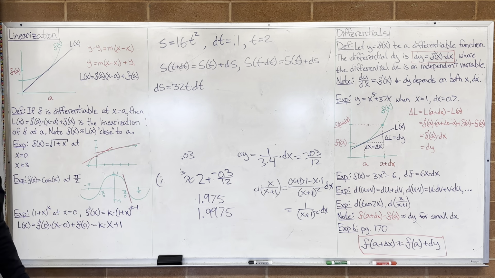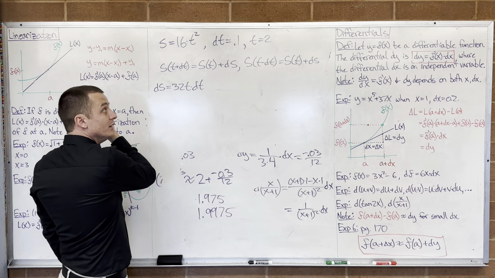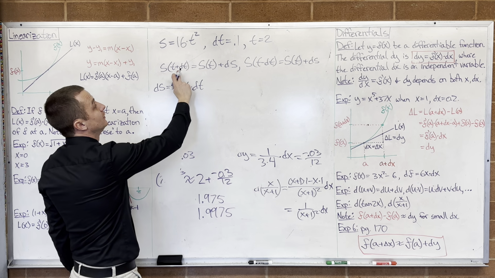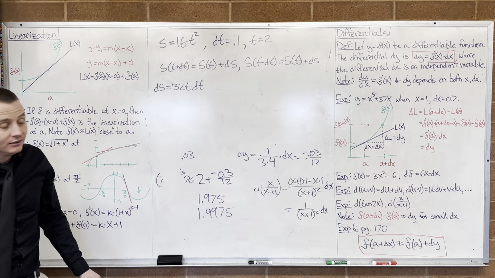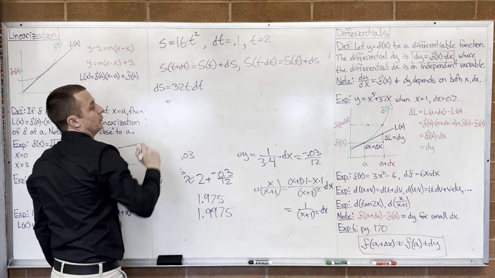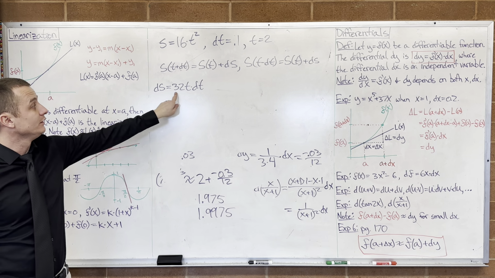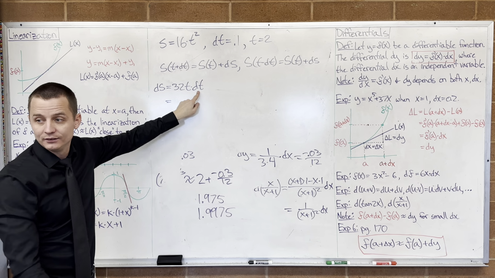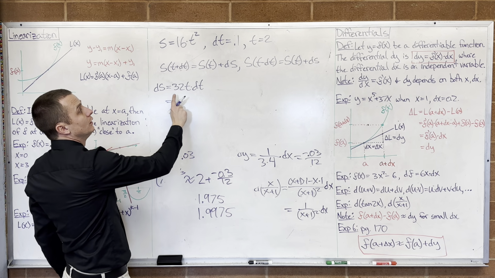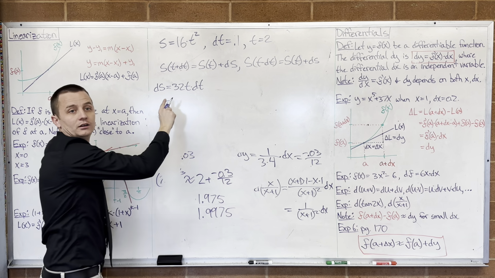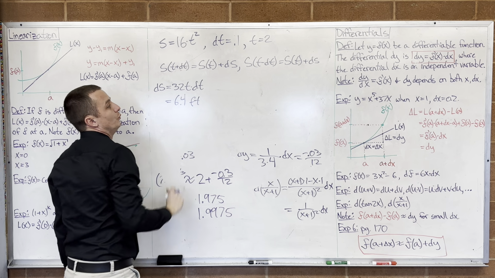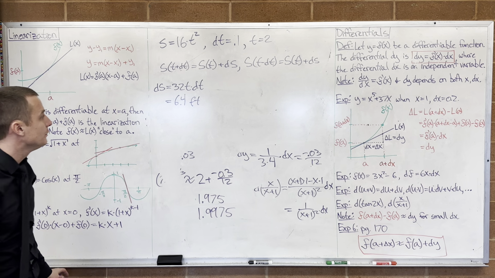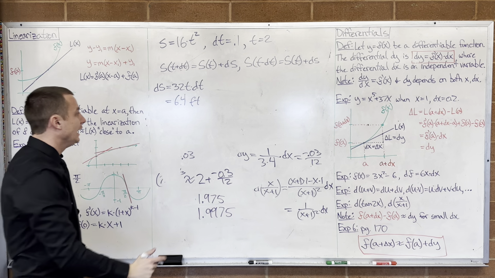Now, let's plug it in for each of these cases. When we added on the dt, then our ds here is going to be 64 times 0.1, 6.4 feet, when the dt was positive. If the dt was negative, then it would have been equal to minus 6.4 feet.